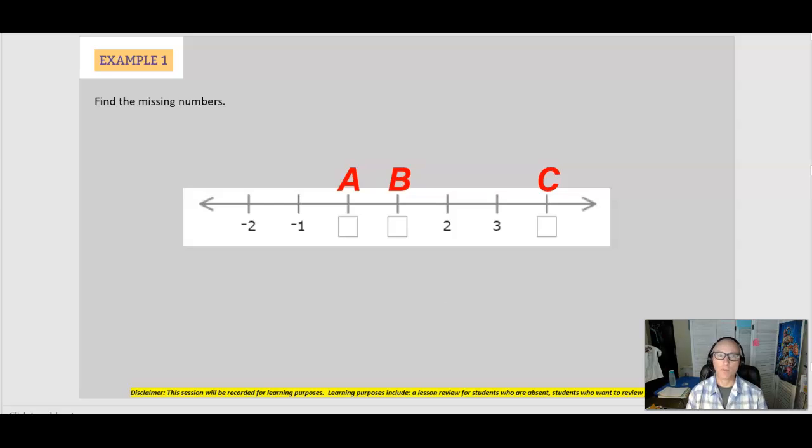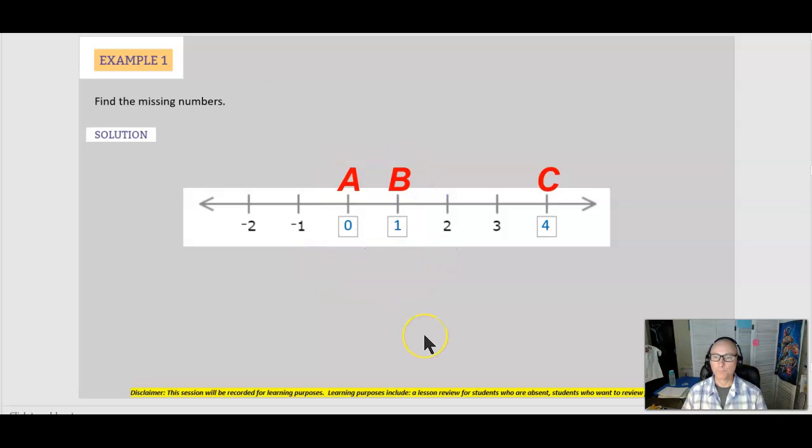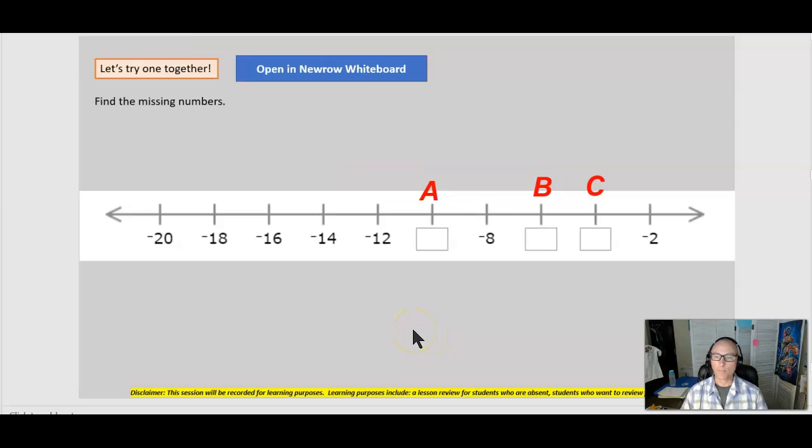Find the missing number. See if you can spot it before I do. What about A? What'd you get? Maybe it's easier to do B first? I don't know. See, what's between -1 and 2? This is weird. Well, I know what comes before 2 is 1. And I know what comes before 1 is 0. Aha! Oh, -2, -1, 0, 1, 2, 3, and then 4. Ta-da!